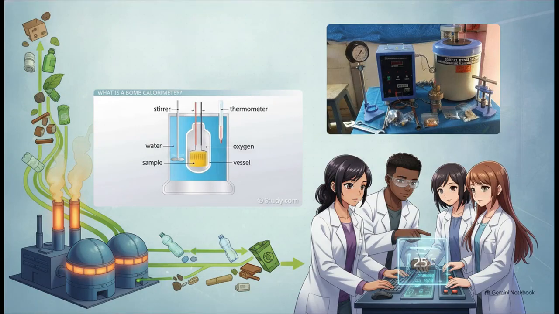To figure this out in the real world, we use a fascinating piece of lab equipment called a bomb calorimeter. We take a completely dry sample, place it inside a sealed vessel packed with oxygen, and ignite it. We then measure the exact heat output generated into a surrounding water jacket that's kept at a constant 25 degrees Celsius. This provides the hyper-precise data engineers need to design efficient waste-to-energy power plants.